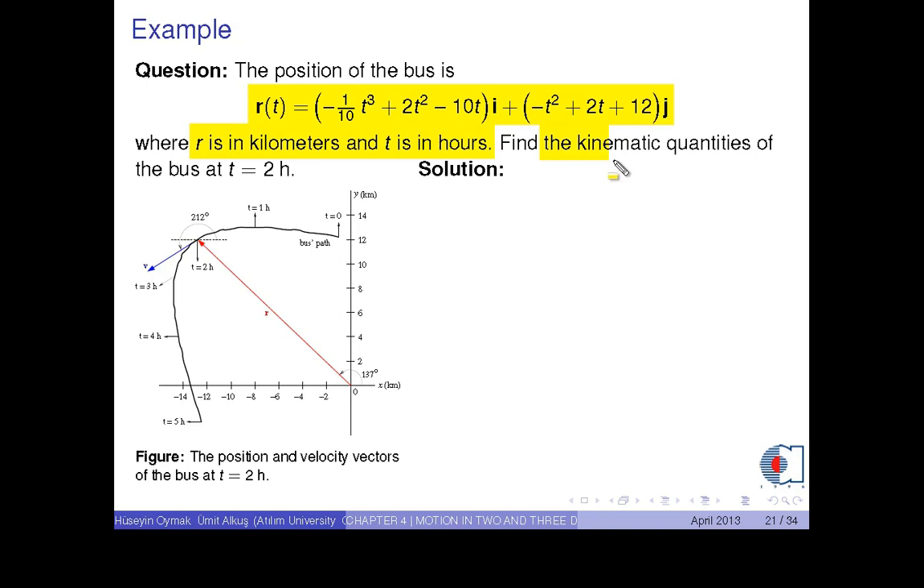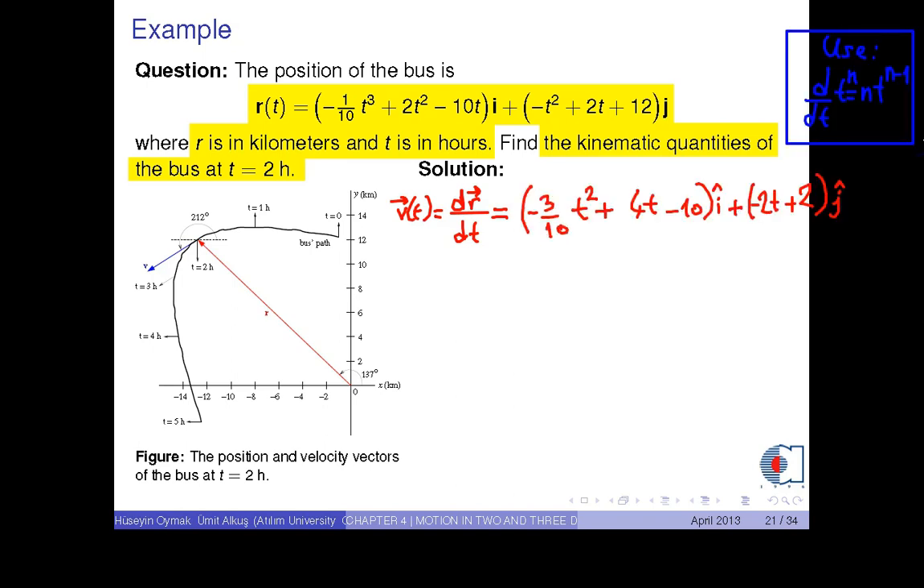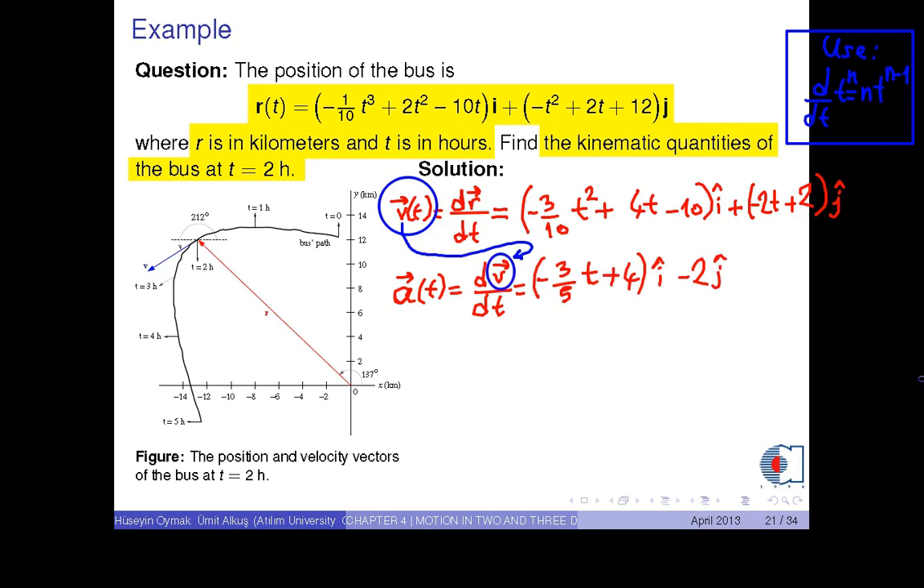Now we are asked to find the kinematic quantities of the bus at t = 2 hours. To this end, we first determine velocity and acceleration vectors as v(t) = dr/dt = (-3/10 t^2 + 4t - 10) i + (-2t + 2) j, and the acceleration is a = dv/dt = (-3/5 t + 4) i - 2 j.